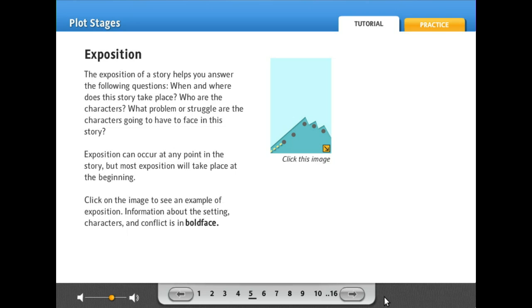Information about the setting, characters, and conflict is in boldface.